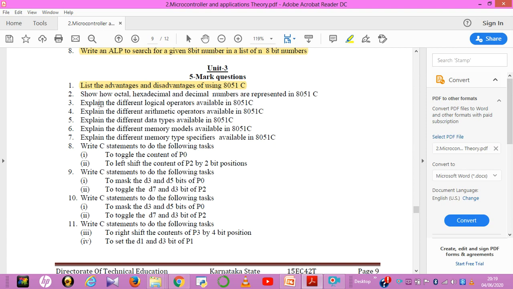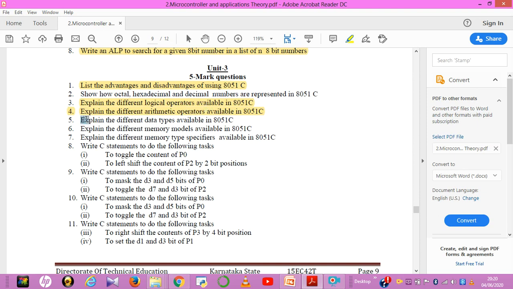This is very important. Next, they are going to ask about the different logical operators or arithmetic operators in 8051. Out of these 2, they are going to ask one for 5 marks. Sometimes they are going to ask both for 10 marks.